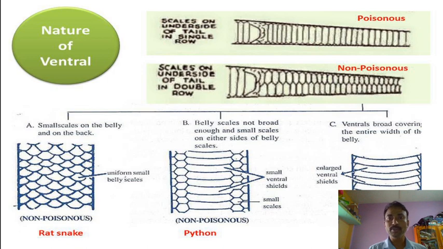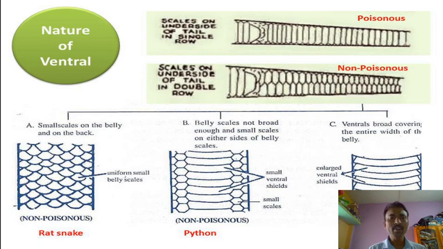Means they are continuous, very long, elongated ventral scales from this end to this end in a single row. Then we call it a poisonous snake. In the case of the non-poisonous, there are two rows of ventrals arranged along the ventral side. When such ventrals are present, it is known as a non-poisonous snake.